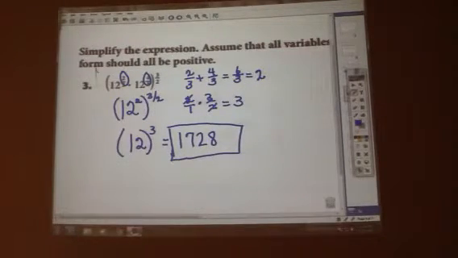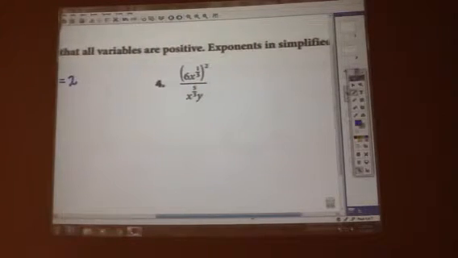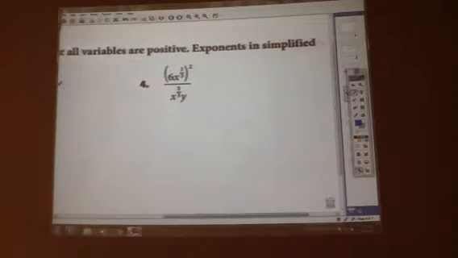Now, can you check it by putting all of this in your calculator? Yes, you can on this particular one. Any questions on how we got that? Anybody? Okay, let's go to example 4. Your turn number 4.